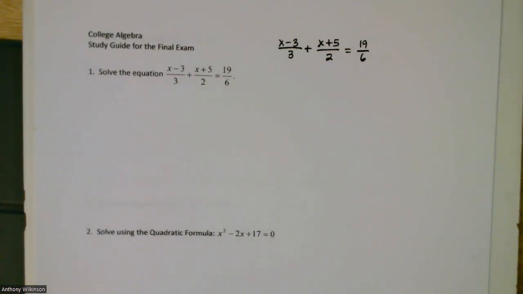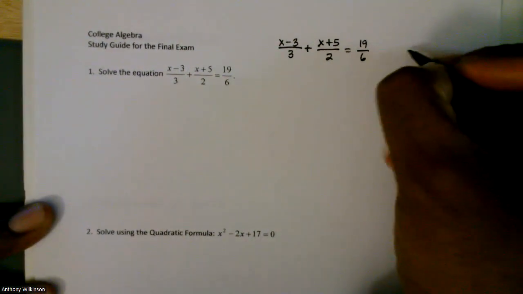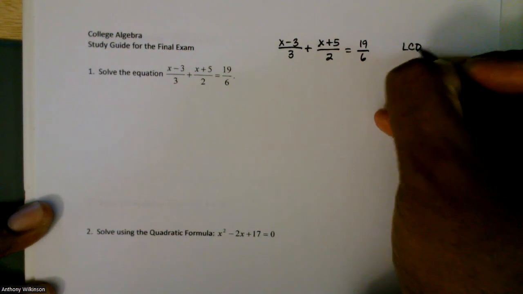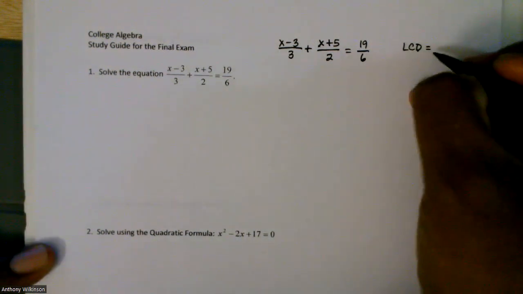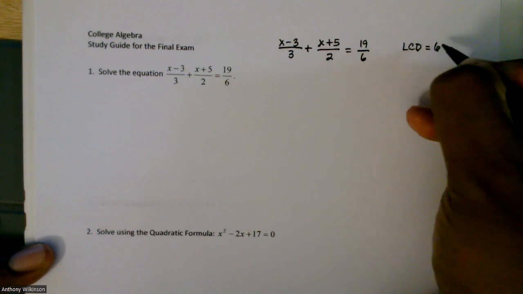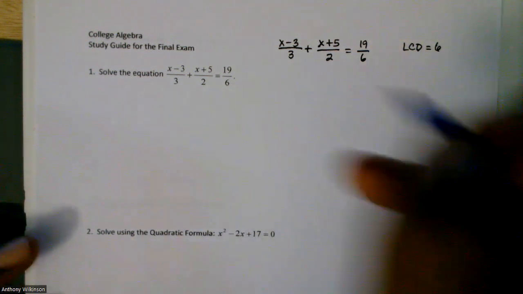So what I need to do here is find an LCD, or the least common denominator, for 3, 2, and 6. That's going to be the smallest number that's divisible by 3 and by 2 and by 6. In this case, it's going to be 6. So the LCD of 3, 2, and 6 will be 6. And what I'm going to do here is multiply each and every term in this equation by that LCD of 6.